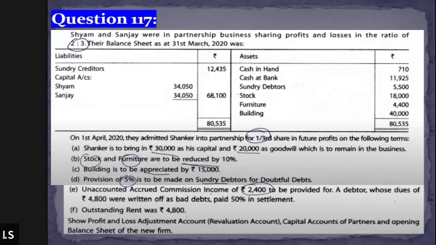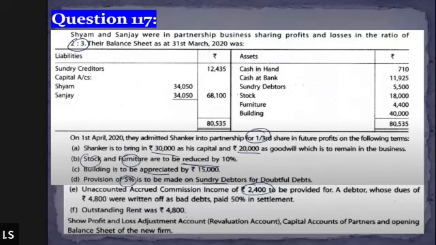Accrued commission income is an income. Unaccounted accrued commission is an income. When unaccounted accrued commission is received, it is going to increase the amount of asset, and at the same time, it will also be recorded on the credit side of the revaluation account, since it will increase the amount of profit as well. All right. So accrued income will be recorded in two places. First of all, in the revaluation account as well as on the asset side of the balance sheet.